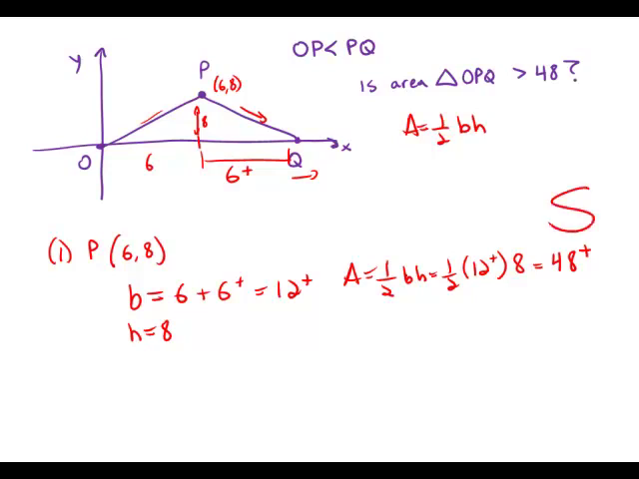Now, very hard in this problem, we have to completely ignore all the discoveries we made in statement number 1, put those aside, and just focus on statement number 2. Statement number 2 tells us that Q has coordinates of (13, 0). So Q tells us definitively that the base is 13.